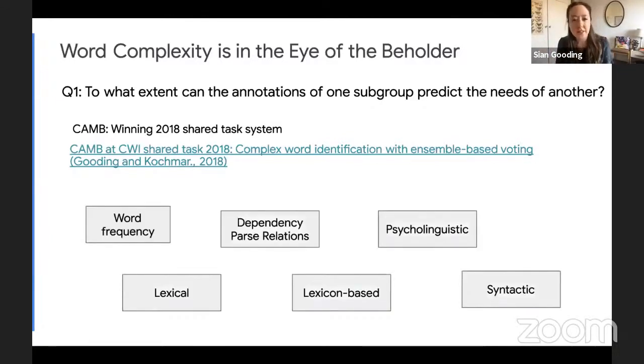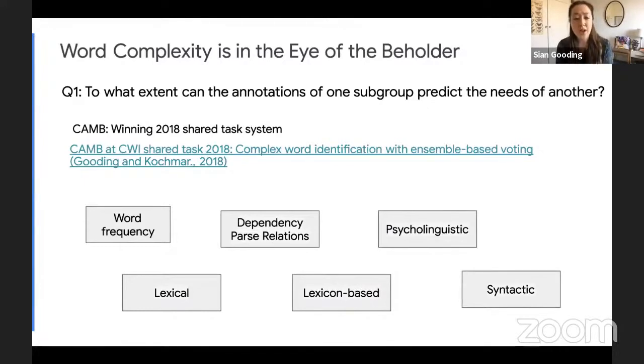It was a feature-based approach with a range of different features. It had 30 features in total, and these features were inspired by past literature on complexity. So we've got psycholinguistic aspects of word complexity, syntactic aspects of complexity, word frequency, all these different features. And then we had it in this ensemble-based system. Because this system was the best system, and I think was still state of the art, we thought it would be good to stick with this.